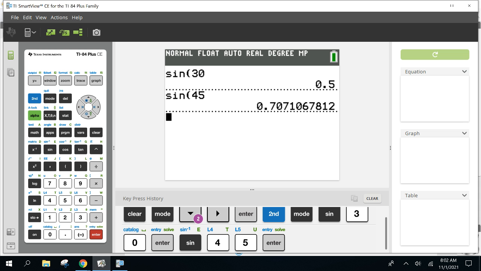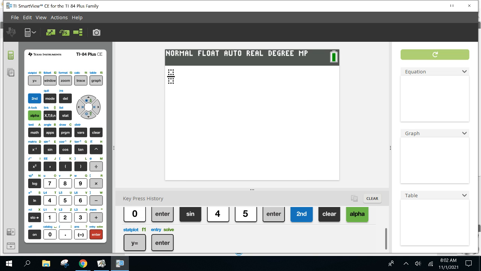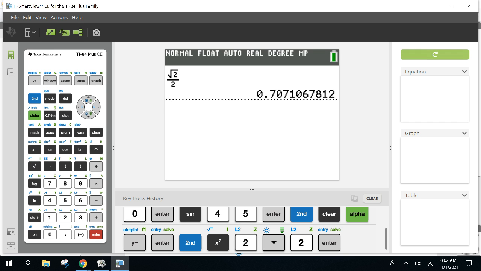And remember that decimal I just showed you on the calculator that was unacceptable? Here you go. Radical 2 over 2. There it was. Same thing, right? But I need it in fraction radical form.